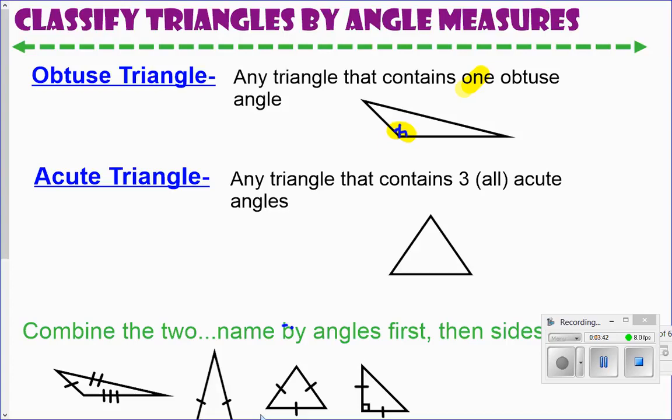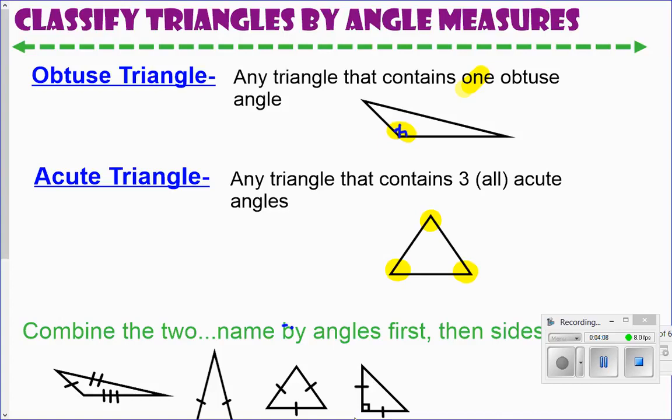Acute triangle. An acute triangle is any triangle that contains all three acute angles. So if I take a look at this triangle, I can definitely see that this angle measures less than 90 degrees. Same thing here and same thing here. All three of those angles have measures that are less than 90 degrees. Therefore, those angles are acute, which means this is an acute triangle.